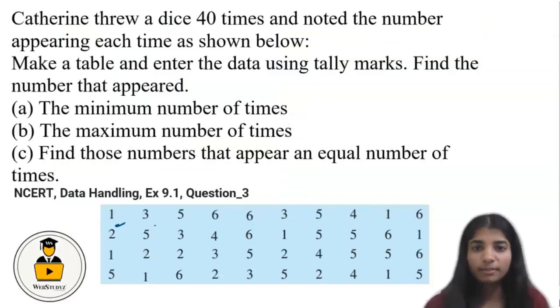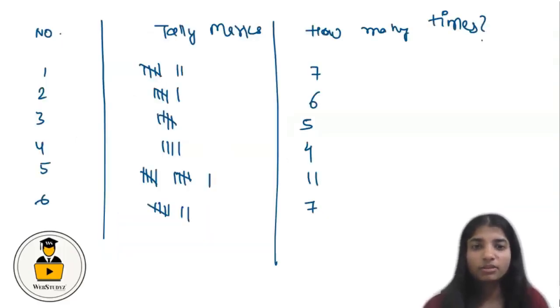So let's discuss part A. Part A is the minimum number of times. So we have to find out the number which appears the minimum number of times. When we notice in our table, 4 appears the minimum number of times. So we can say that the answer to part A is 4.